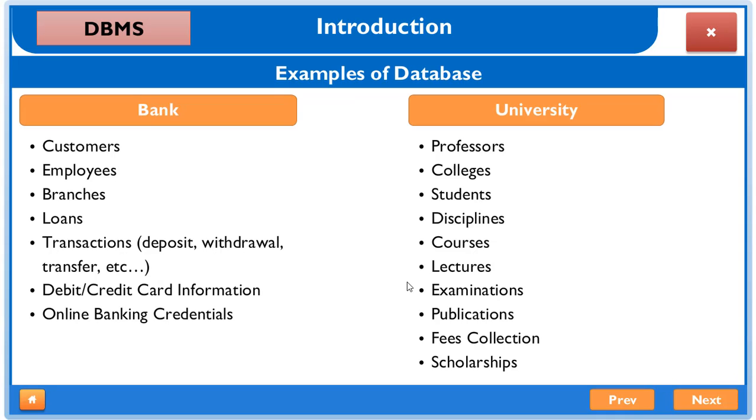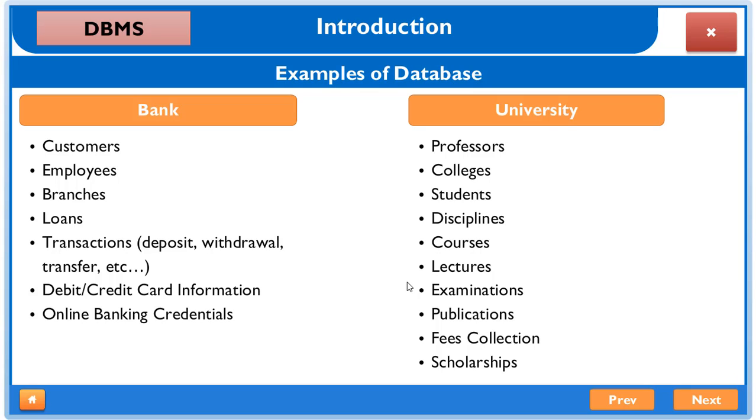Examples of database: for example, in a bank, the data about the customers, the data about employees, all its branches, loans, deposit, withdrawal and transfer transactions, debit and credit card information, and online banking credentials of the customers. So all these data are the database of a bank.